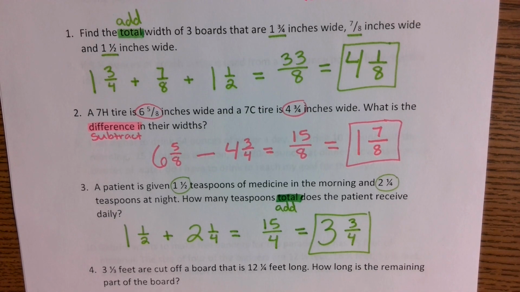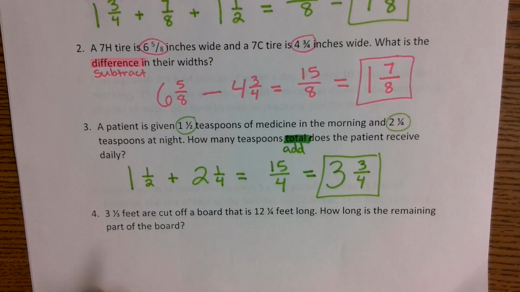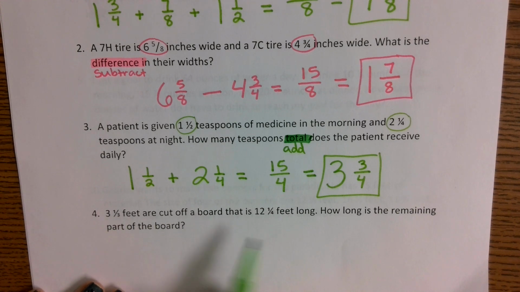Okay. Let's do one more together. Problem 4. We got 3 1/3 feet are cut off of a board that is 12 1/4 feet long. How long is the remaining part of the board? What operation are we going to do here, Aisha? Subtraction. What key word did you use?